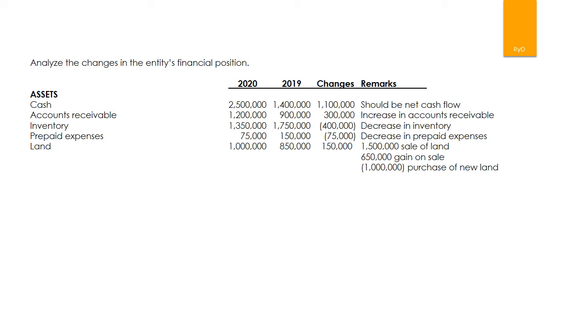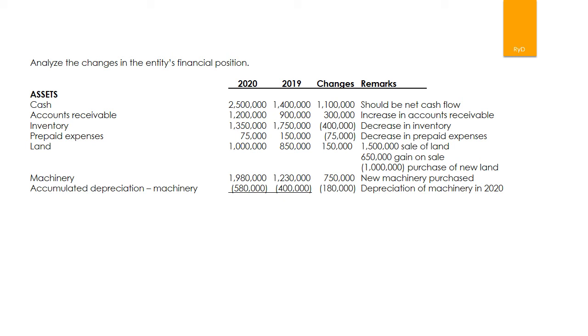Okay, so next we have our machinery. So at 2020, it's at 1,980,000. In 2019, it is at 1,230,000. So there is a change of 750,000. And then earlier, if you can recall, there was a mention that the company purchased a new machinery. So this is it, class. The difference here is the purchase of machinery.